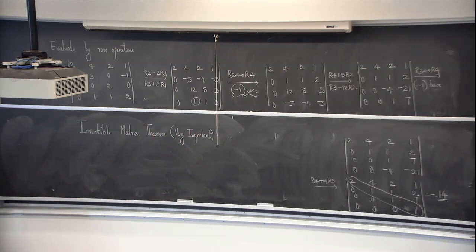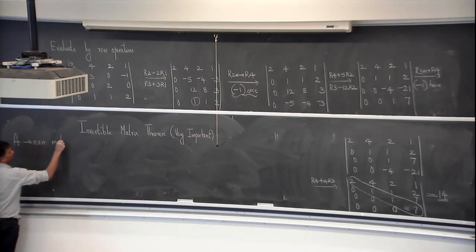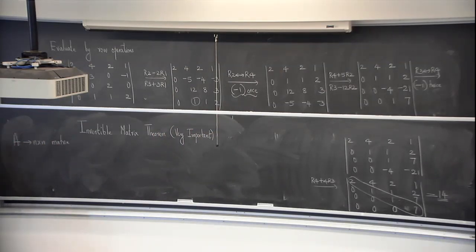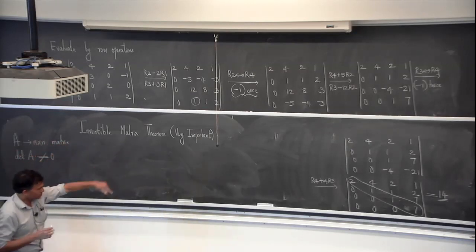All right, the invertible matrix theorem. Let's assume that A is an n by n matrix. It doesn't have to be for any particular value of n, it could be any square matrix. And let's assume that the determinant of A is not equal to 0. When I say not equal to 0, it could be anything: 1, -5, pi, whatever it is. That is an example of a determinant that is not equal to 0.